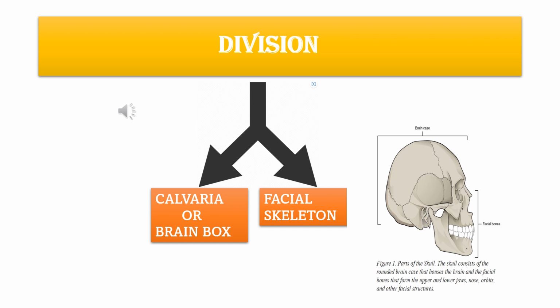Next, it comes to the division. How can we divide the skull? The skull can be divided into two parts. The first part is the calvaria, or we can call it the brain box, and the second is the facial skeleton. As we can see in the given diagram, the upper part is indicated as the brain case and the lower is the facial bone.